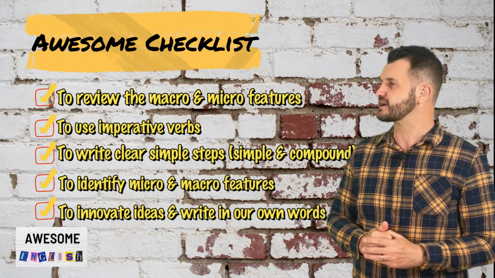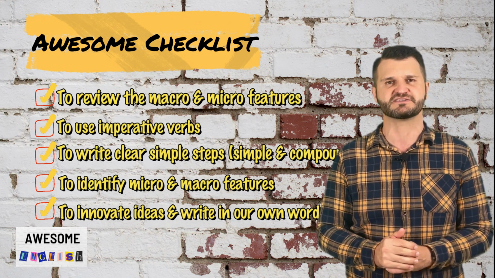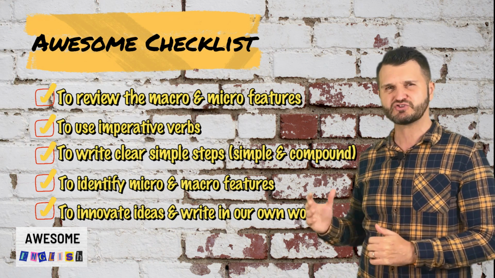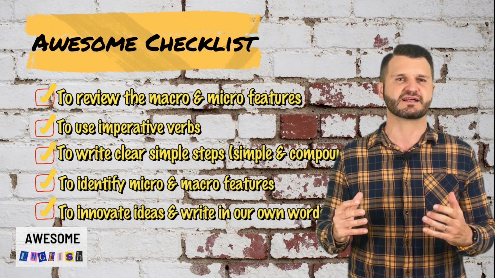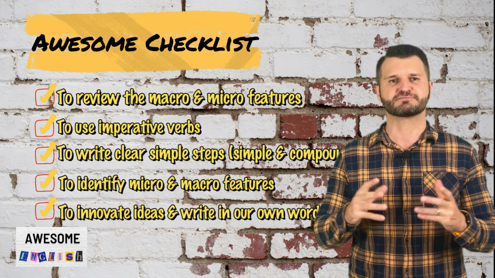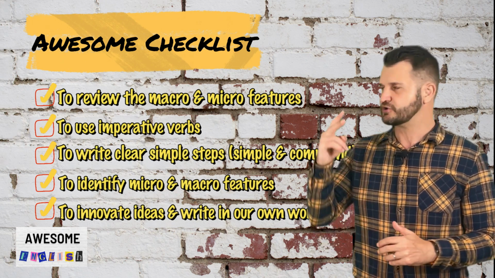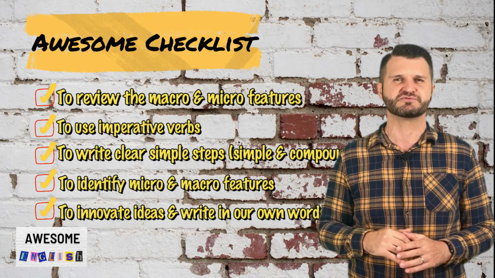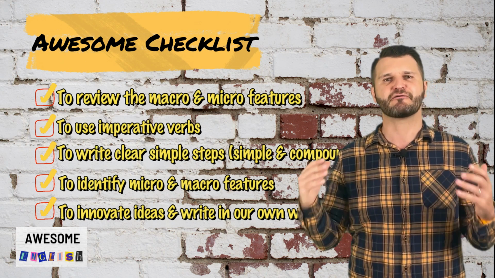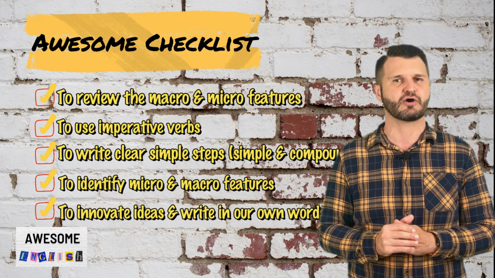The next one is to write clear, simple steps using simple and compound sentences. Today's lesson, we're going to be drafting the method for a procedural text. We want to make sure it's clear. The next objective is to be able to identify micro elements for a procedure. So you need to be able to check out a procedure example and spot some of those imperative verbs and other features. And our final objective for the lesson is to be able to innovate and put ideas into our own words. All right, let's get going.